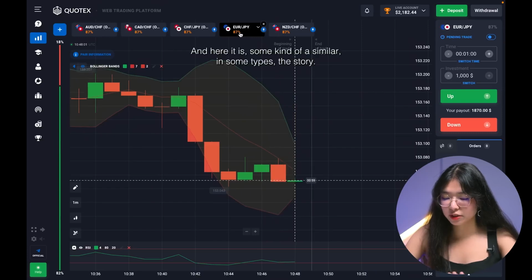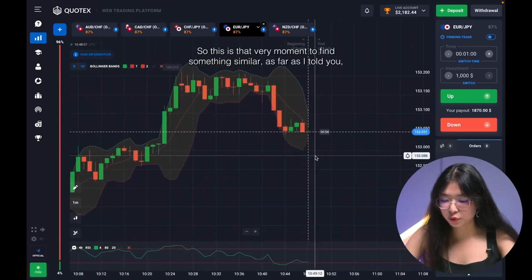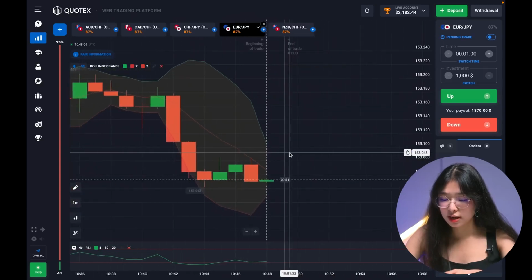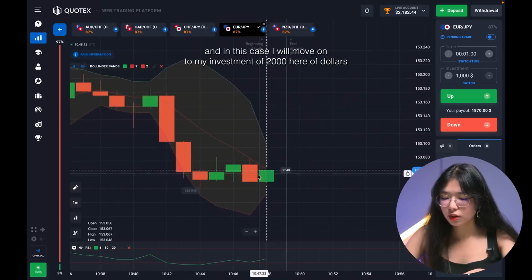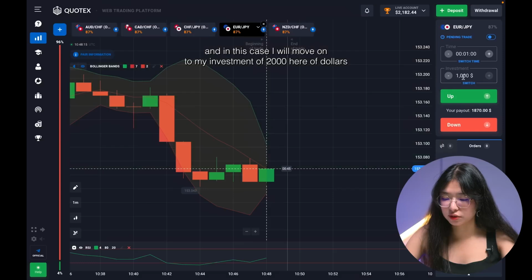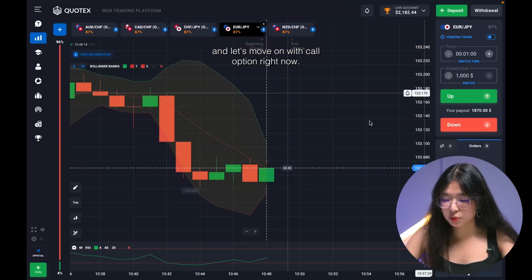And here it's somewhat similar in story, and it's the very moment to find something similar, as I told you. In this case I will move on to my investment of $2,000 here, and let's move on with a call option right now.